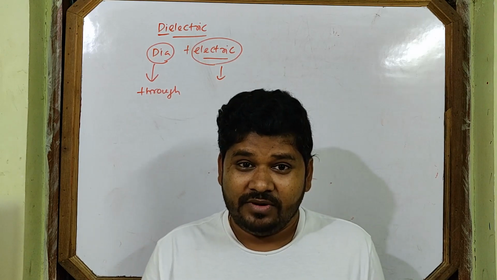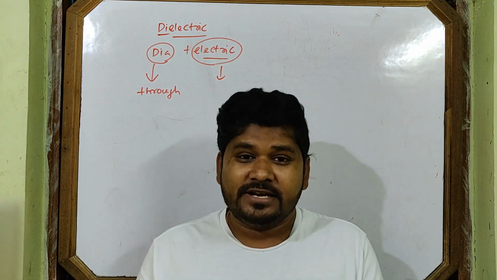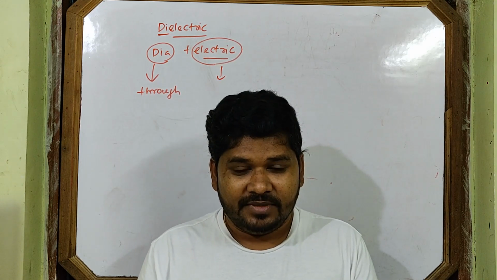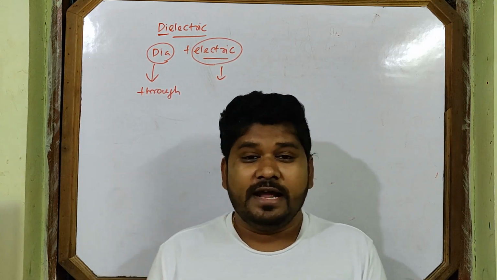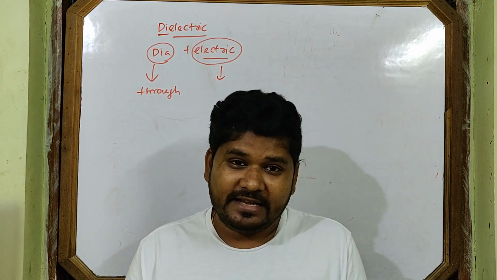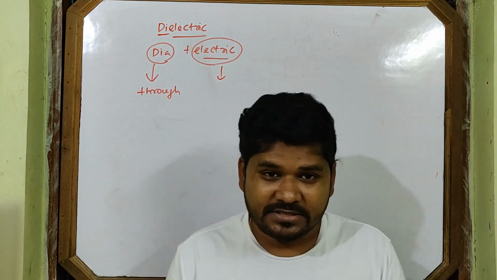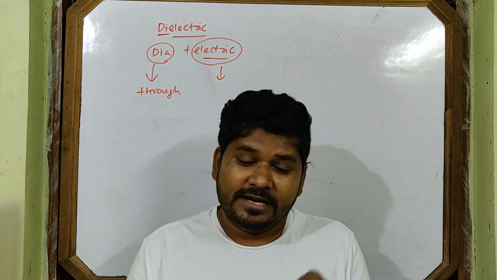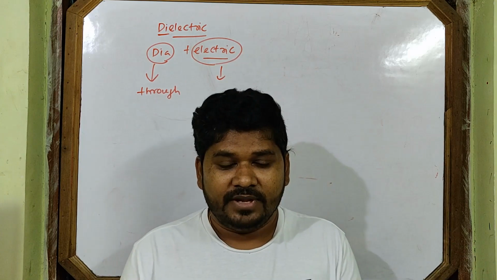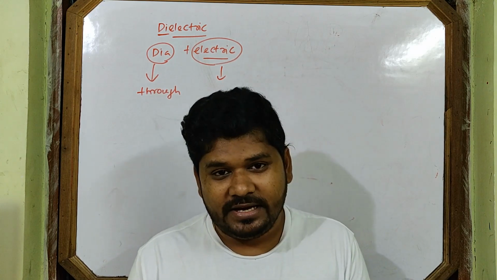Also, when this dielectric is kept in an external electric field, it gets polarized. Today we'll discuss the polarization of a dielectric. So this much idea you have now: a dielectric is an insulator through which electric current cannot pass but electric field can pass. Moreover, its molecules can be polarized, that is, converted into dipoles. Then that is the dielectric.